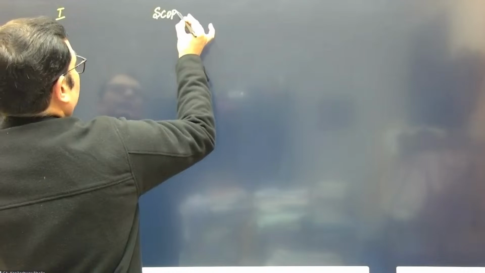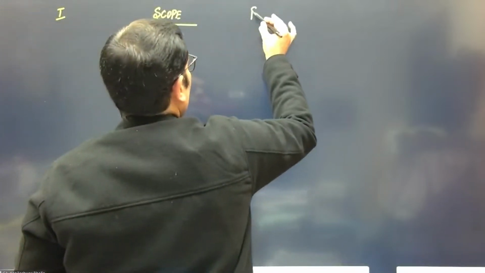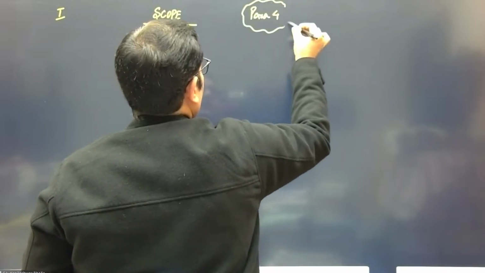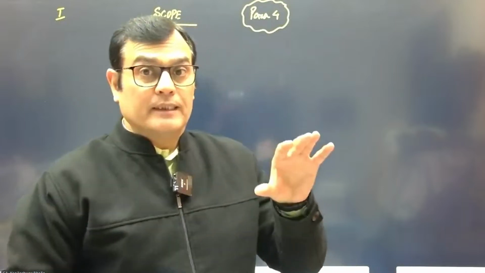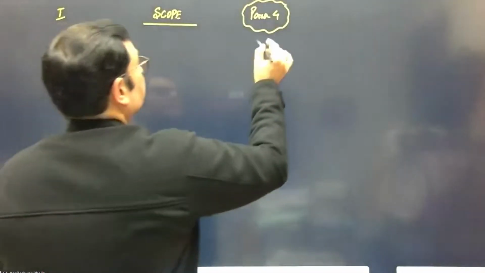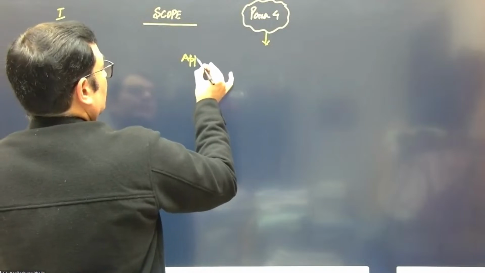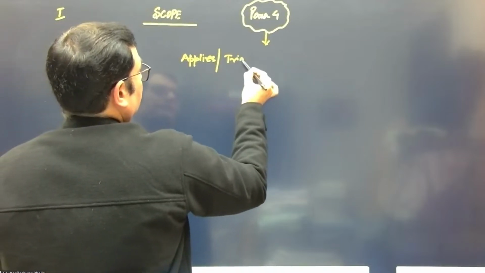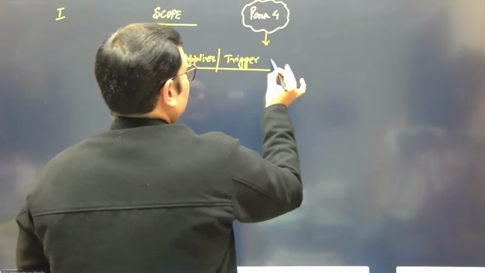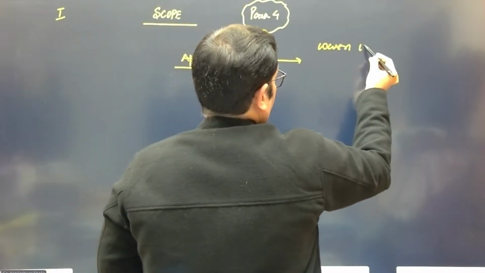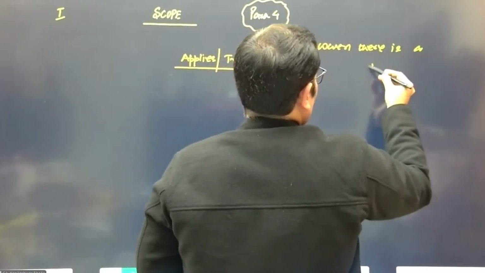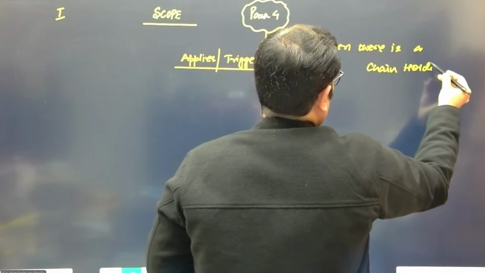So I am coming to my section number 1, where I am now working on the scope of the standard. My focus is on para 4. You need not know the para number, but I just want to keep a reference in my discussions today, because as I go ahead, I'll remind you that this was para 4. So the first most important thing is: when does para 4 apply, or when does it trigger? You need to keep in mind that para 4 applies when there is a chain holding.